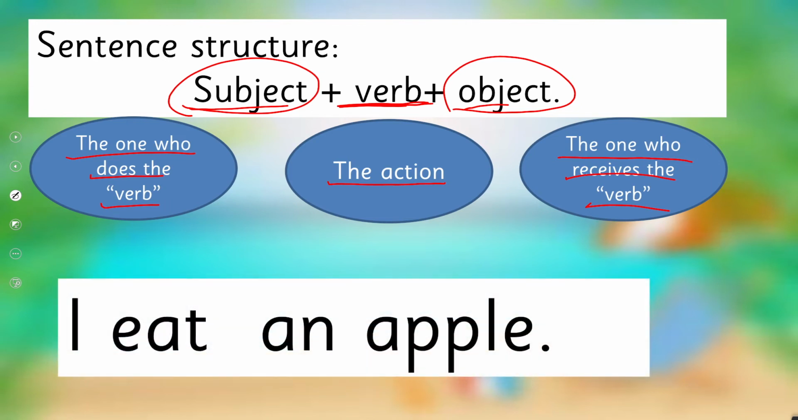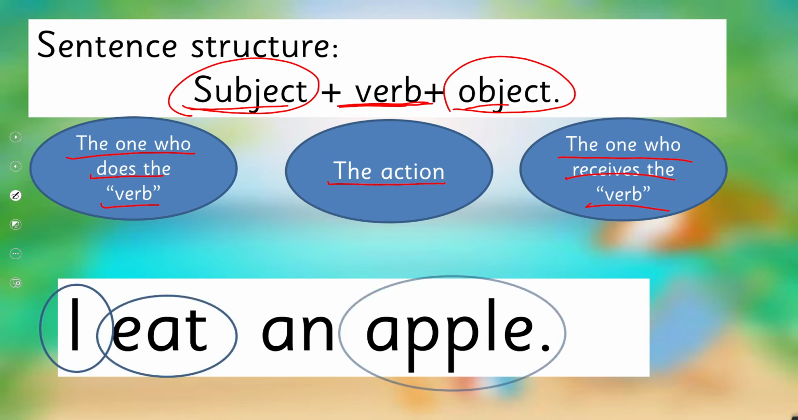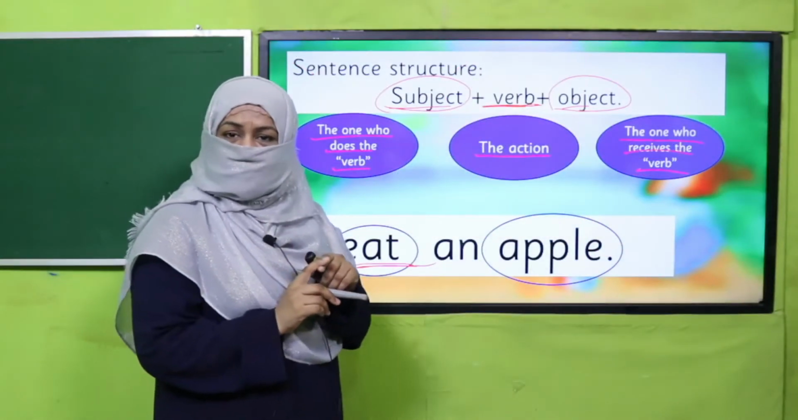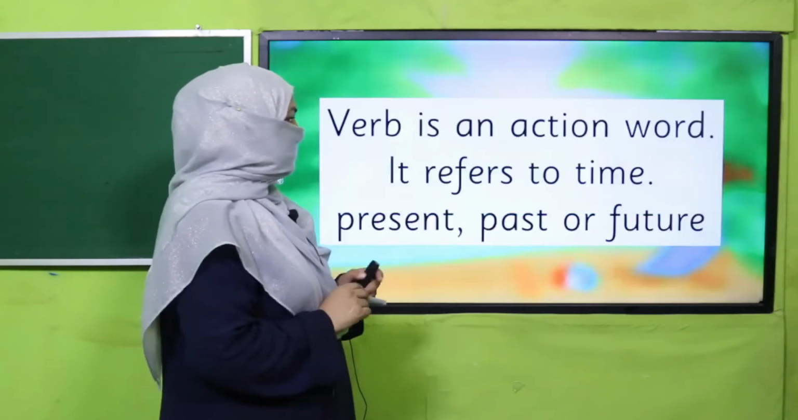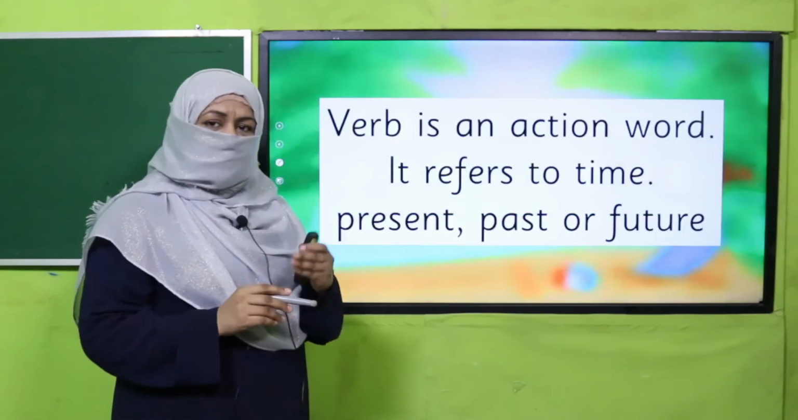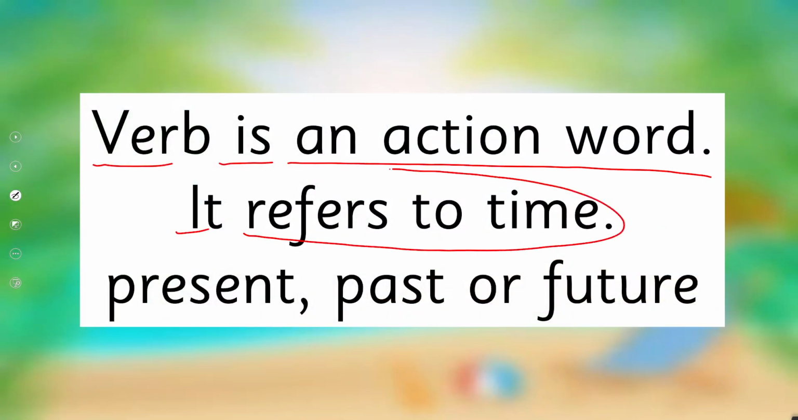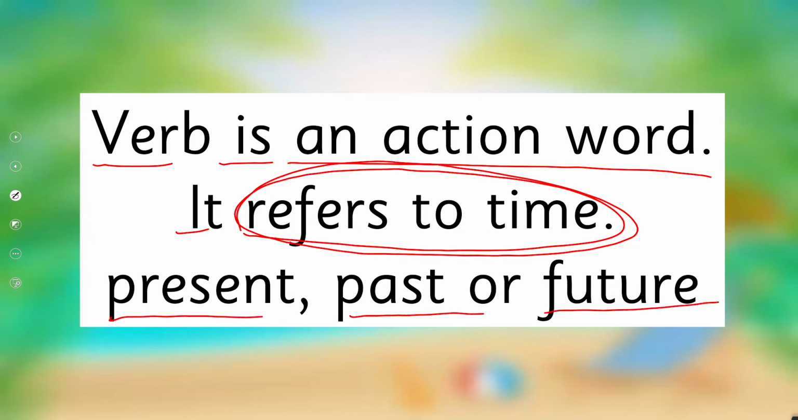Look at this sentence. I eat an apple. I is subject, eat is verb, and apple is object. And now you tell me, which tense is this? Yes, it's simple present tense. How do we find out? Because this verb is in its first form, eat. We know in simple present tense, we use the first form of verb. Now, what happens if we have to modify this verb? Because verb is an action word and it refers to time. It tells us it's present or it's past or it's future.